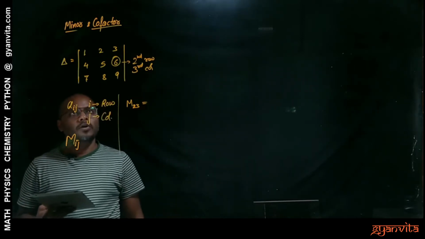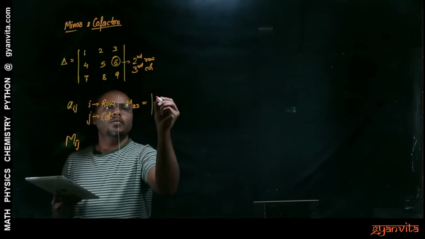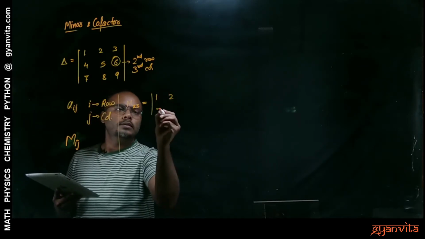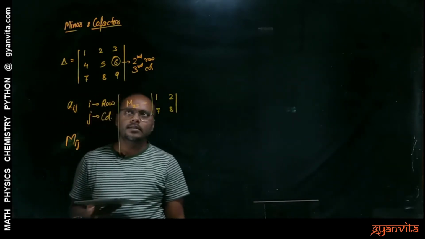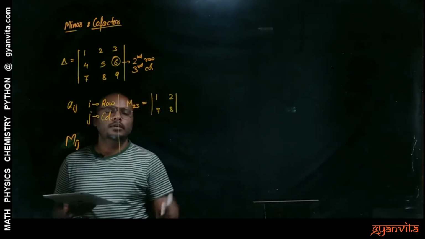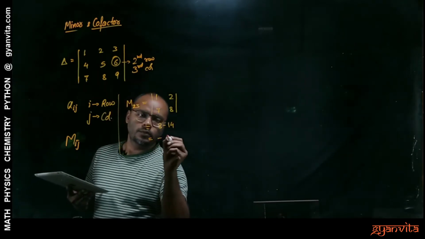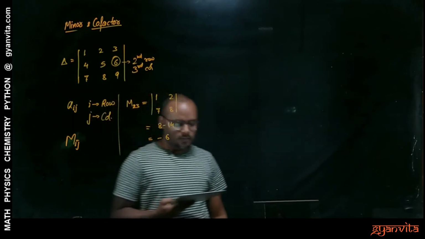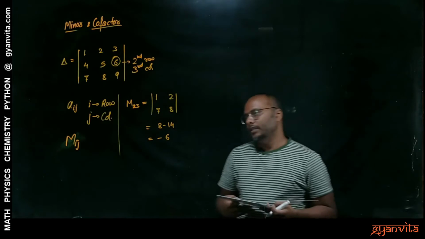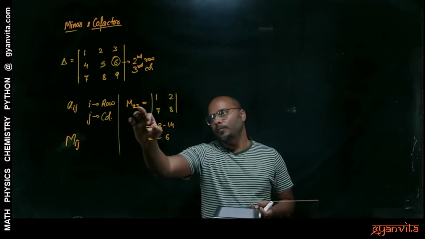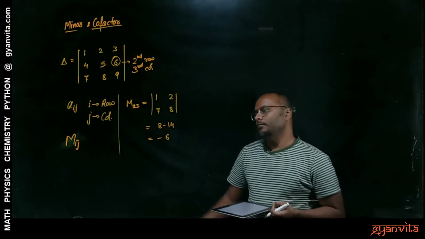So what do I have to do? Remove the second row and third column. What is left? 1, 2, 7 and 8. The determinant of this is M_23, which is equal to 8 minus 14, which is equal to minus 6. So that is the minor. You just remove row 2, column 3, and find the determinant of whatever is left; that is called the minor.